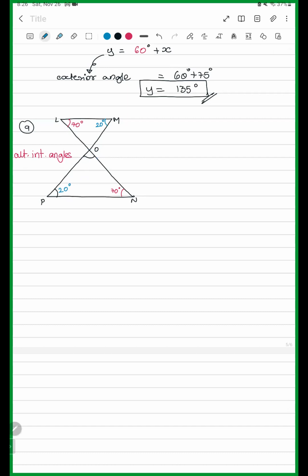It's very simple. It can be said it is x. Okay, you can call it x. So can we write x plus 20 plus 70 gives 180? Very good. Exactly. That is exactly what you're supposed to do. Then x becomes 90. Very good. Excellent. Okay, so we have found out both of these angles.